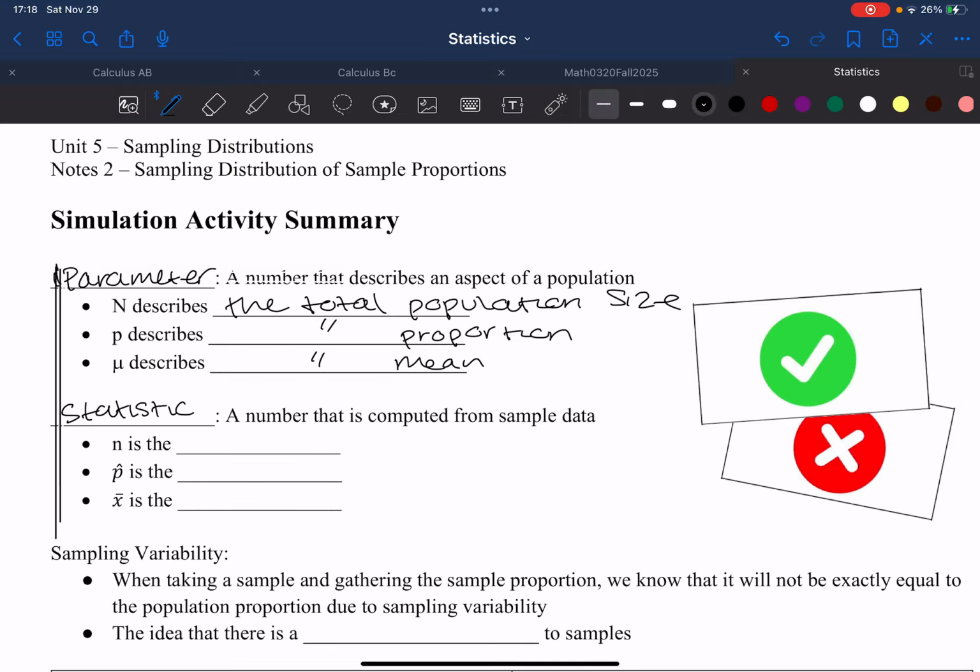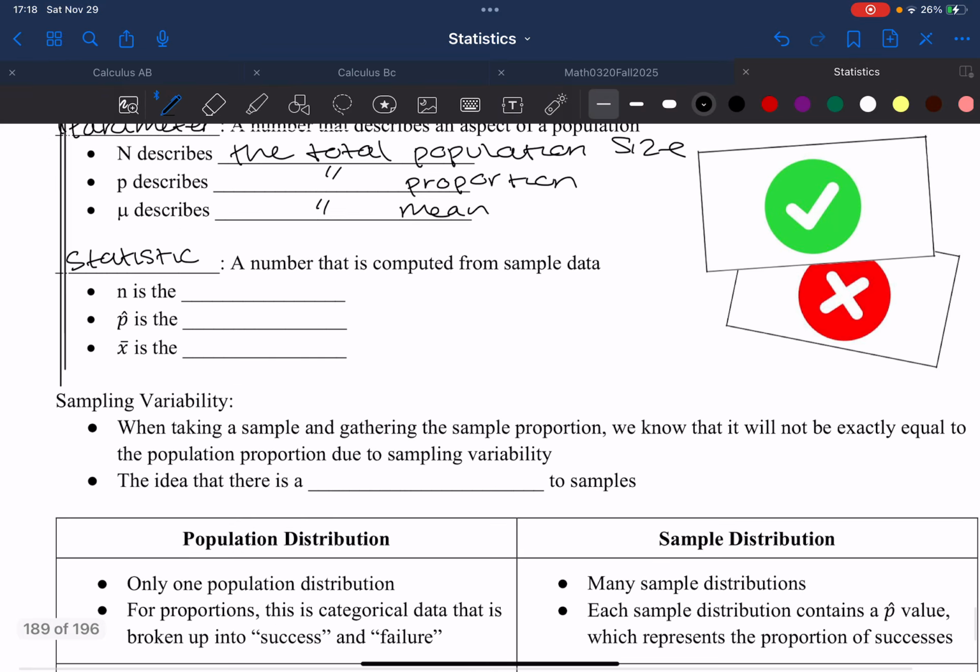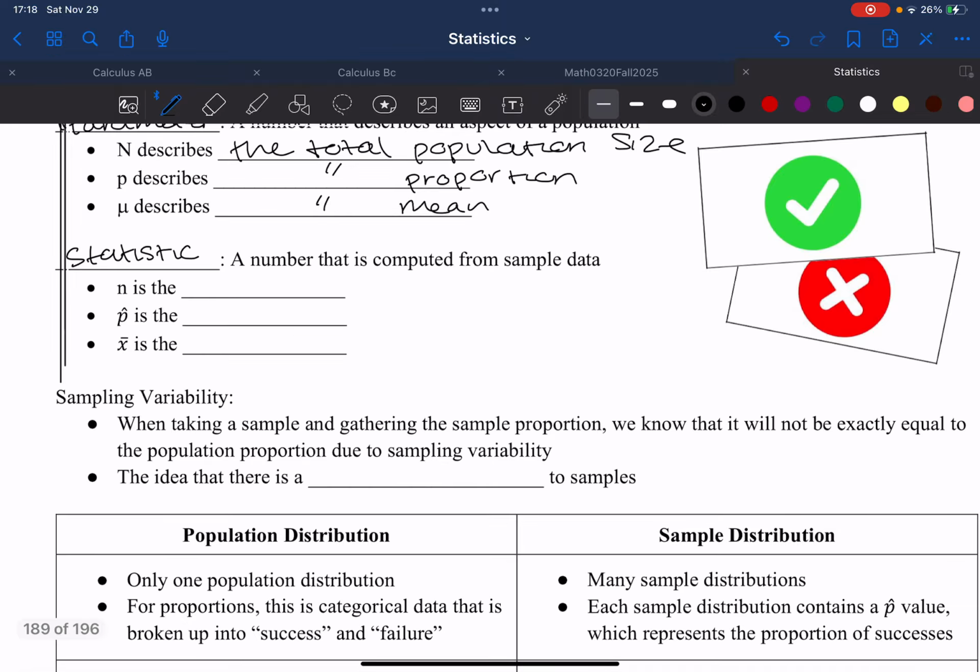A statistic is a number that is computed from the sample data. n represents the sample size, p hat is the sample proportion, and x bar is the sample mean.